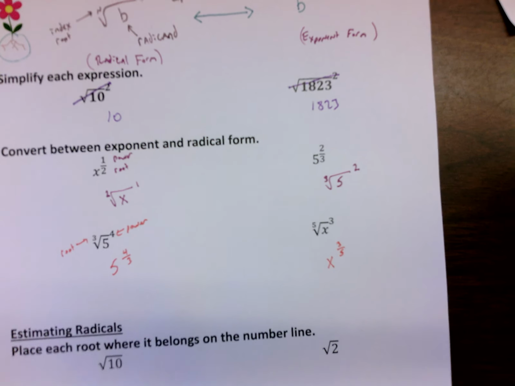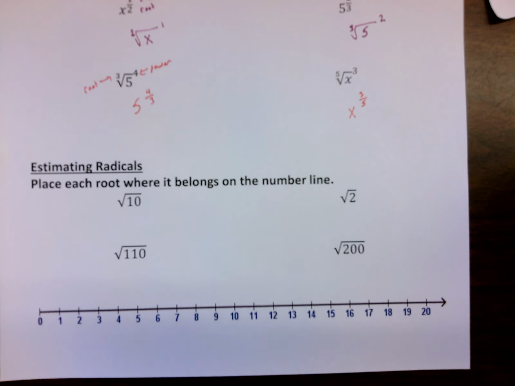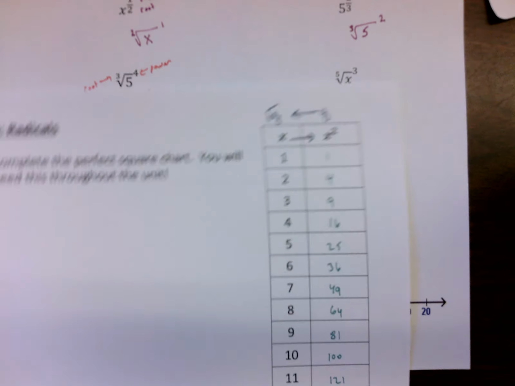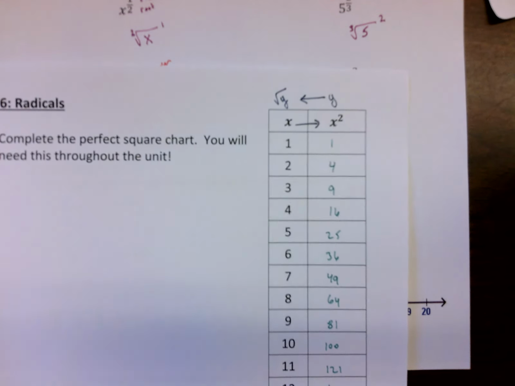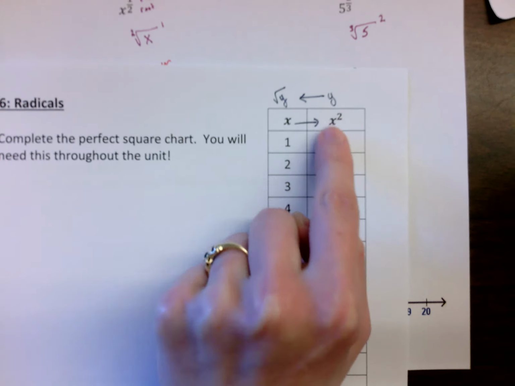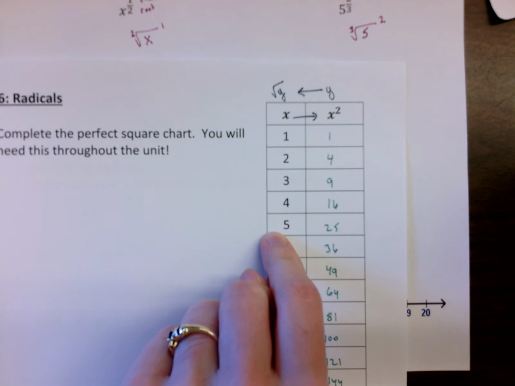All right, great. Now the next thing that we're going to do is talk about estimating square roots. So basically what I want you to be able to do is look at these and give me an idea of where they go on a number line without using a calculator. Okay, so without using a calculator, we're going to figure out where these numbers go. All right, and this is where we're going to go back to our table. Okay, so that's where this table is going to be really important. Because remember we said that if you have a number over here and you take the square root of it, that's what you get over here.